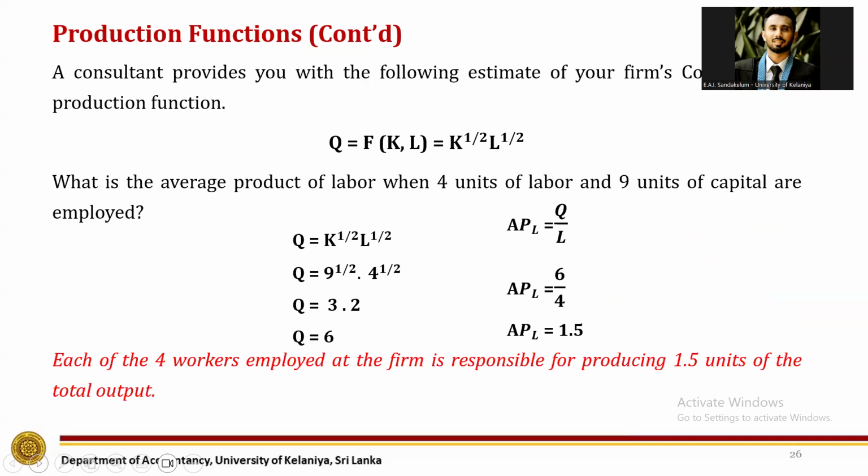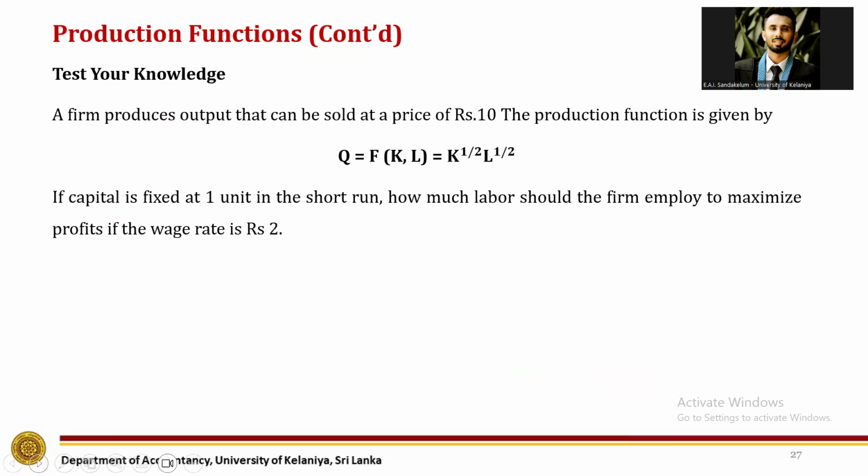For the explanation, you can say that if we have 4 workers, they are responsible for producing 1.5 units of the total output each, on average. There is also another capital requirement, so within the total requirement they need to produce 1.5, and the remaining balance comes from the capital requirement. So this is for you. Please practice at home.